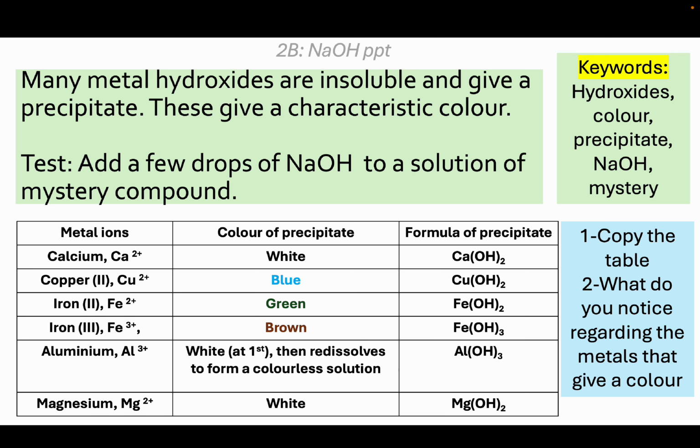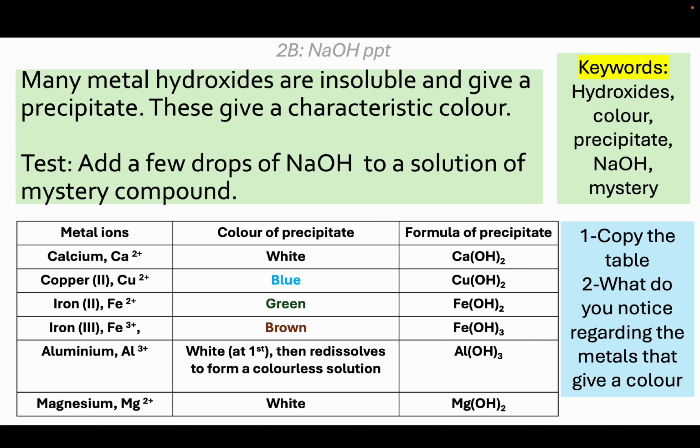So if you look at the metals that actually give some colour, it's copper, iron 2+ and iron 3+. The other ones do not. So what makes these different from the other ones? The answer is that they are transition metals, and one of the properties of transition metals are that they give coloured compounds. Another thing to note is also that with transition metals, because they can have different charges or different oxidation states, they will show it to you in Roman numerals, and also depending on the charge on the ion, that will also be shown in Roman numerals. So if it's iron 2+, you're going to see the 2 there. If it's a 3+, you're going to see the 3.